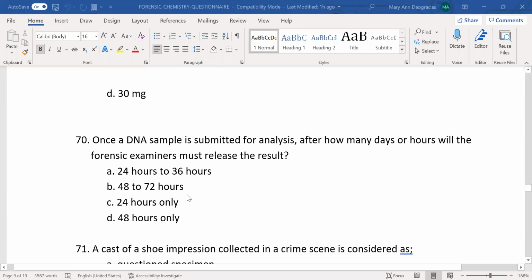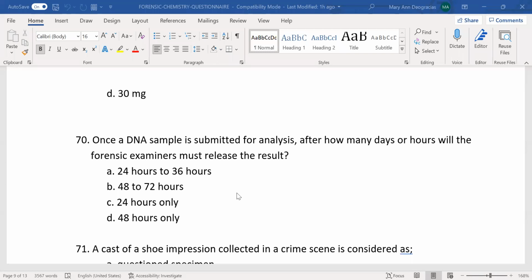Okay, 70. Once a DNA sample is submitted for analysis, after how many days or hours must the forensic examiners release the result? Okay, B. Suntok sa buwan na question daw to. Tinanong na to sa board exam. Kaso lang, ang choices ay wala dyan. Alam nyo kung anong choice na sagot nilang tama? 1 month daw. 1 month, delayed tactics yun ng laboratory. Only in the Philippines yun.